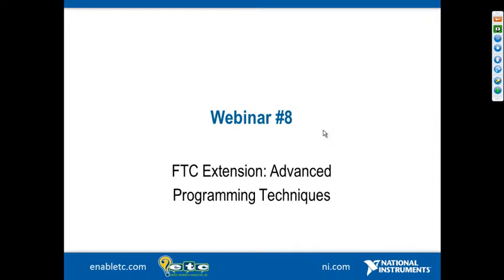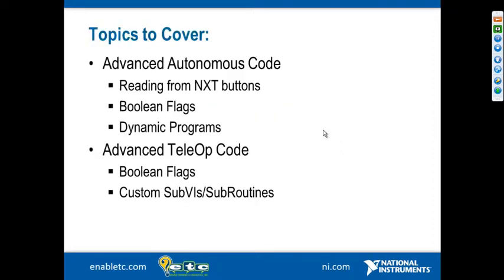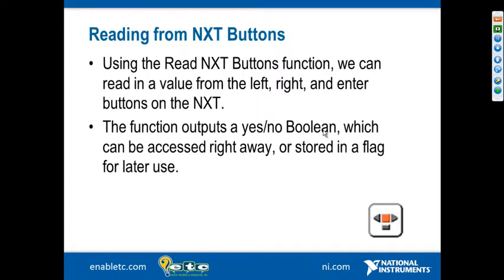So in this webinar, as mentioned, we're going to talk about some advanced programming techniques. We're going to talk about reading from the NXT buttons. We're going to talk about Boolean flags. We're going to talk a little bit about using those NXT buttons to choose dynamic programs within our autonomous code. And within the concept of the teleop code, we're also going to talk about how to use Boolean flags and custom VIs or subroutines to perform slightly more sophisticated behavior and definitely custom behavior. So let's begin on the autonomous side.